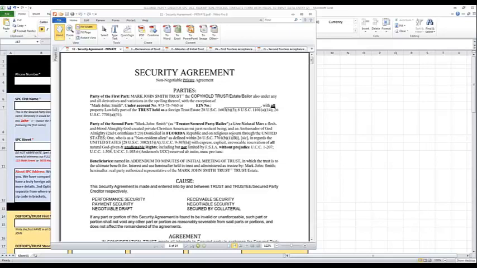Why would you apply for an IRS EIN number for a common law entity? You don't have to. No, you don't have to. You can get a bank account without an EIN number.